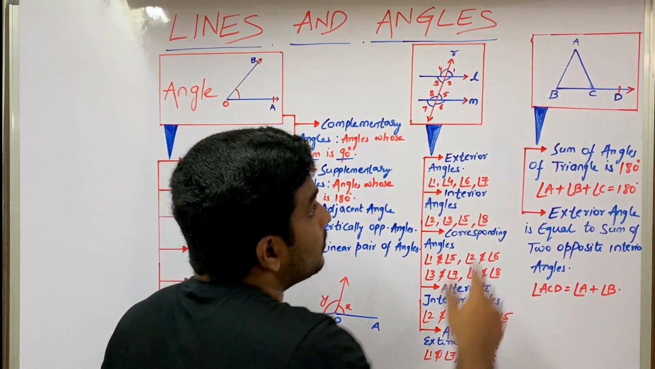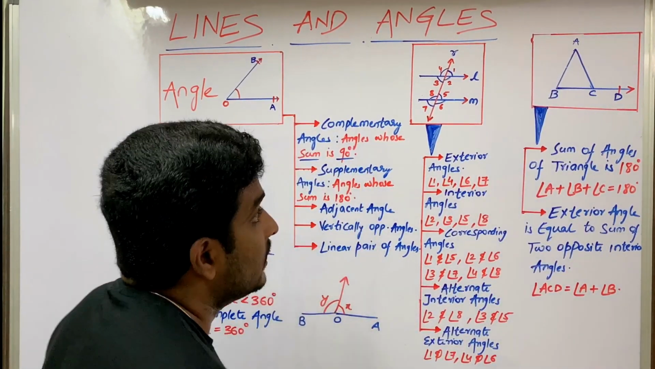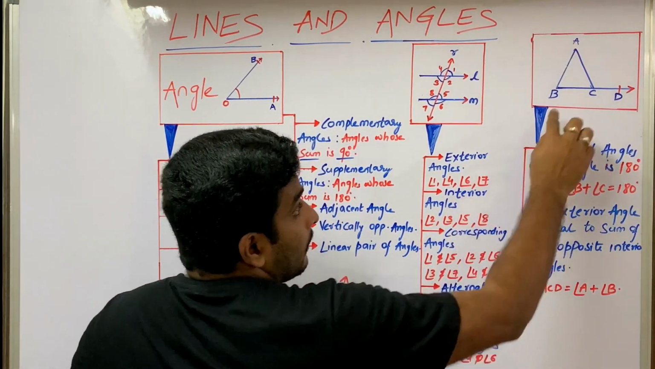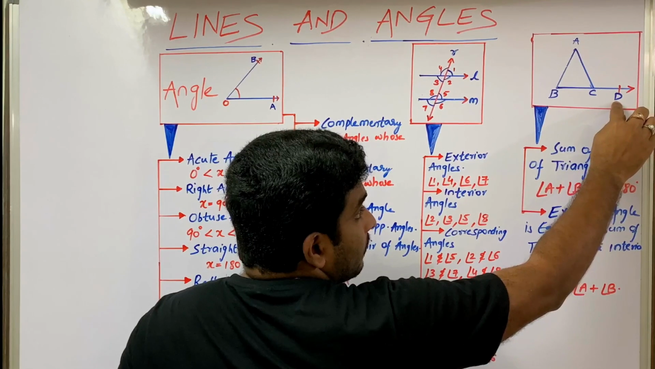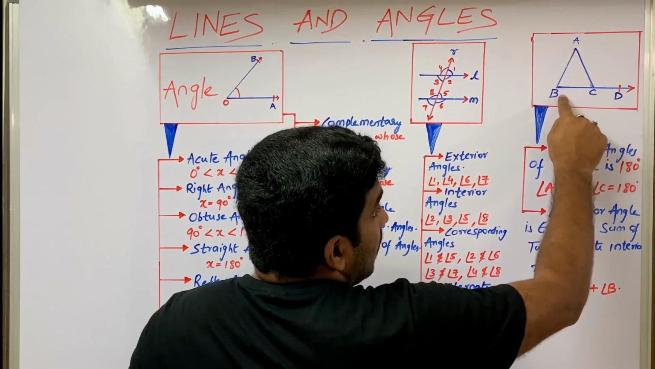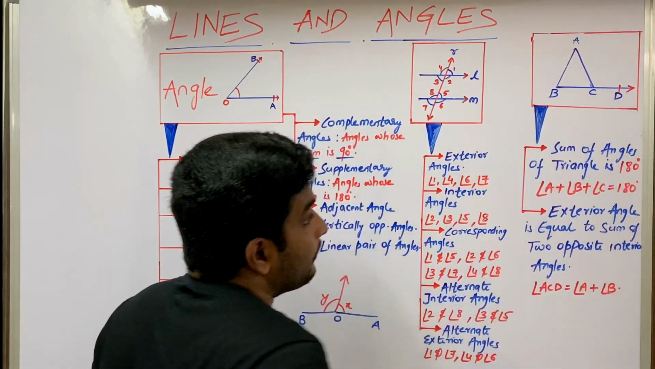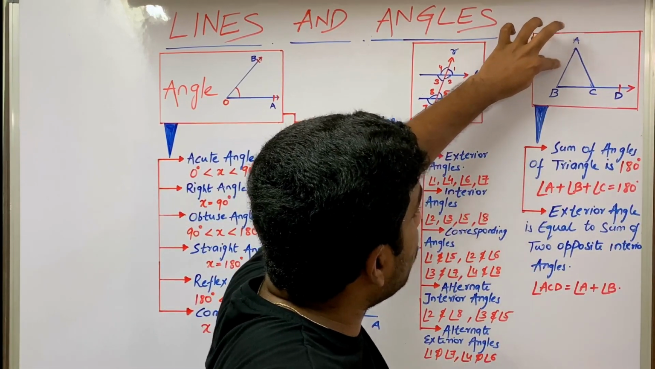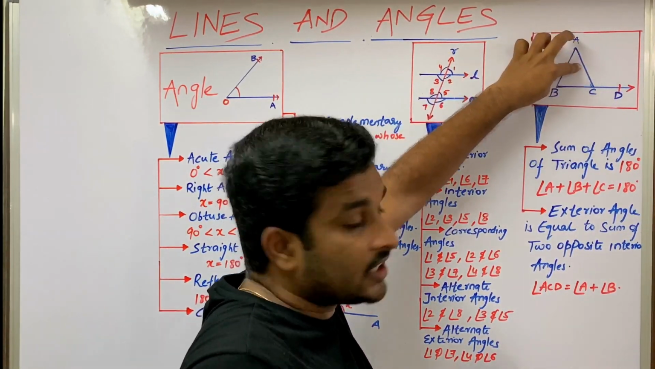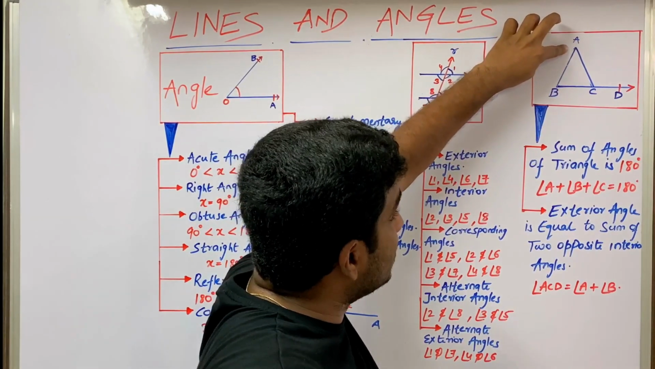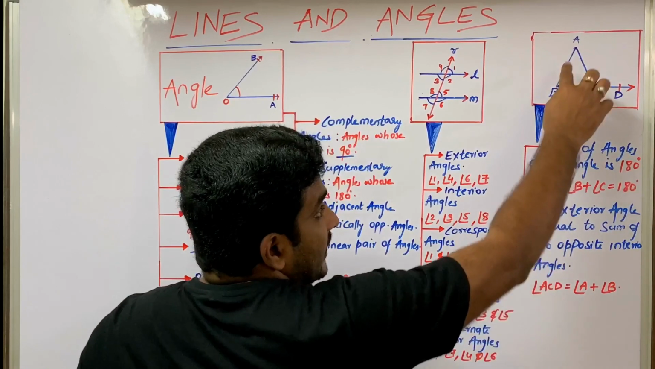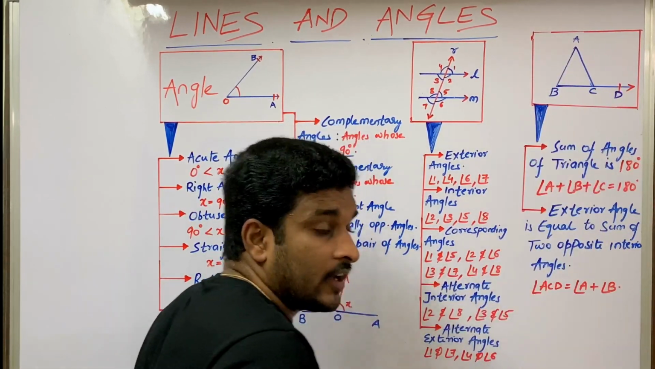Now coming to the concept of angle sum property of a triangle. ABC is a triangle. From BC a line is extended to the point called D, so ABC is a triangle and BC is extended to the point D. We know that the sum of the angles of a triangle is 180 degrees. That is, angle A plus angle B plus angle C equals 180 degrees.